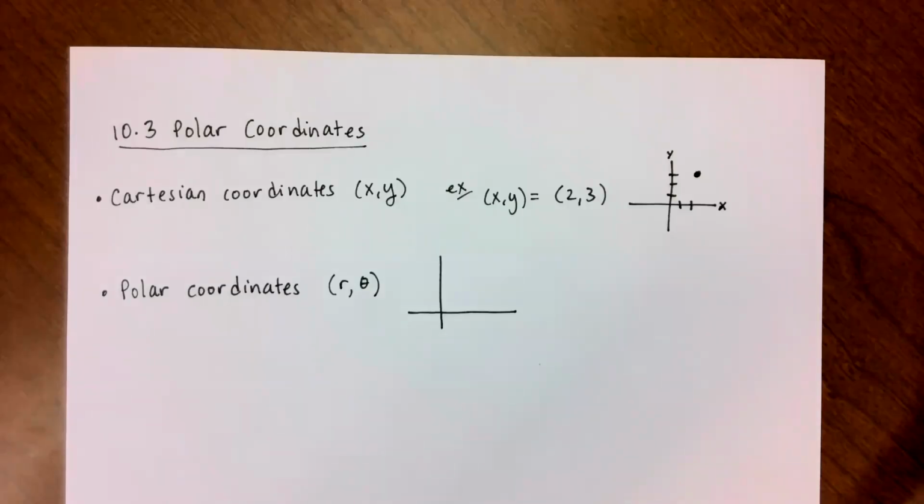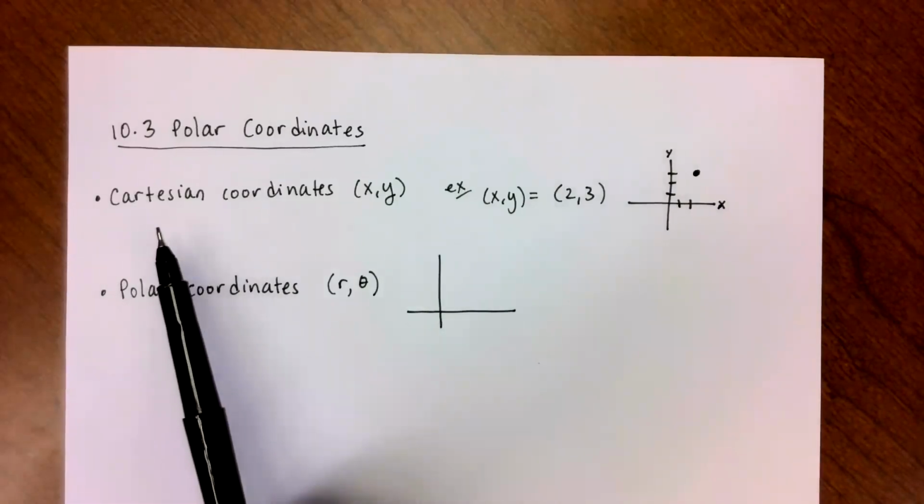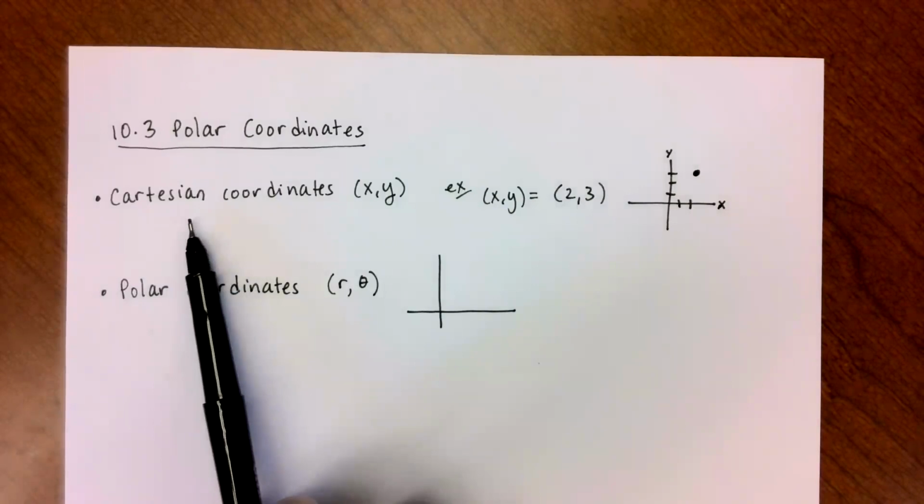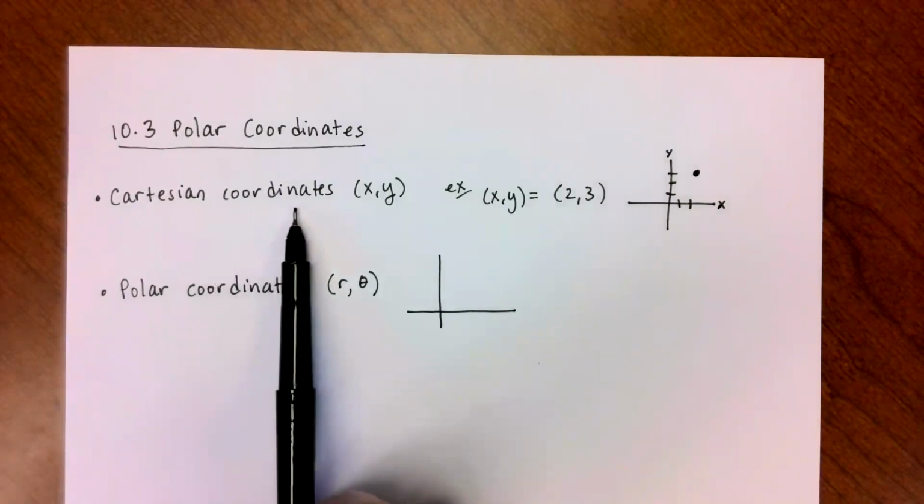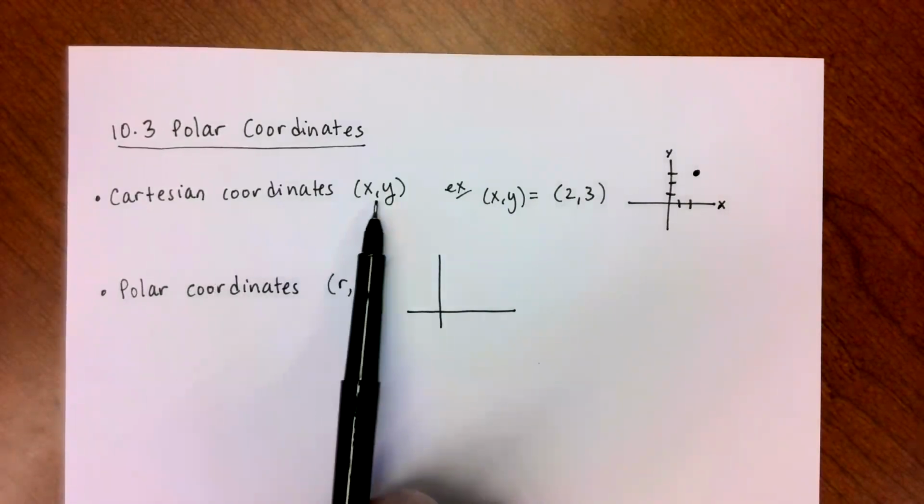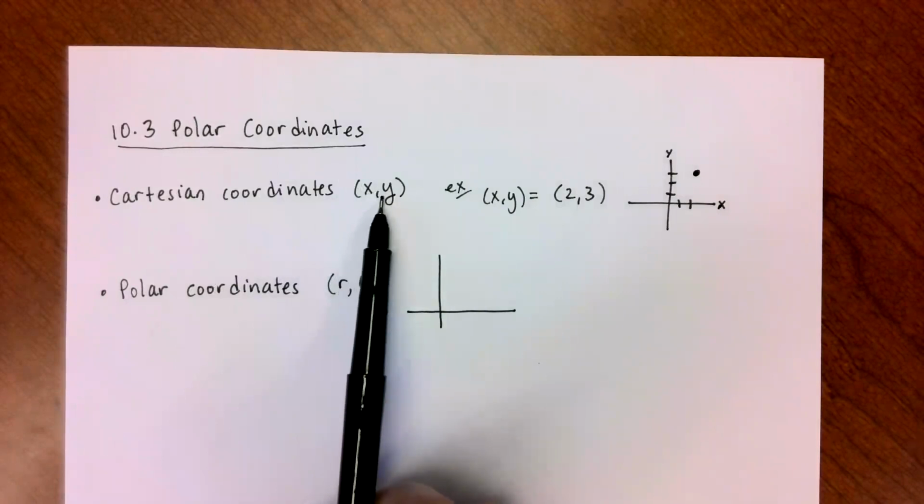Let's talk about polar coordinates. So polar coordinates are a different way to express the location of a point in 2D space. It turns out this whole time up until today, we've been using what's called Cartesian coordinates. That's the fancy name for a point labeled x comma y.